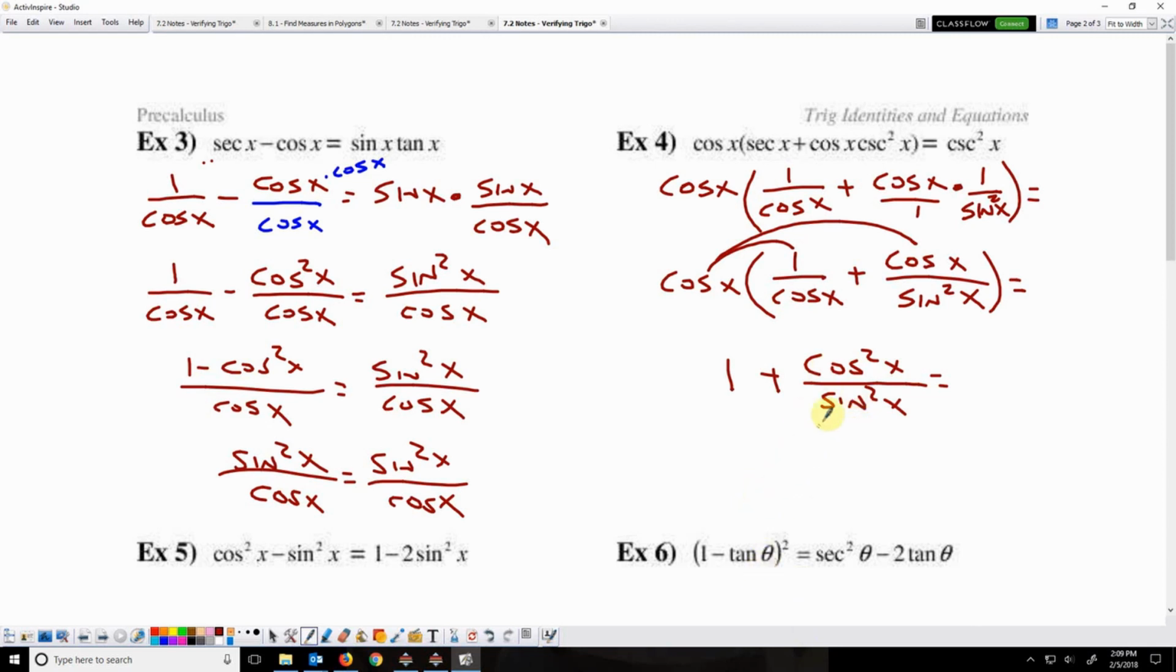Cosine over sine is cotangent, so cosine squared over sine squared. So 1 plus cosine squared x over sine squared x is 1 plus cotangent squared x. And from our Pythagorean identities, we can find that 1 plus cotangent squared x is equal to cosecant squared x. And that actually is exactly what we had on this side. So I don't have to change that at all.